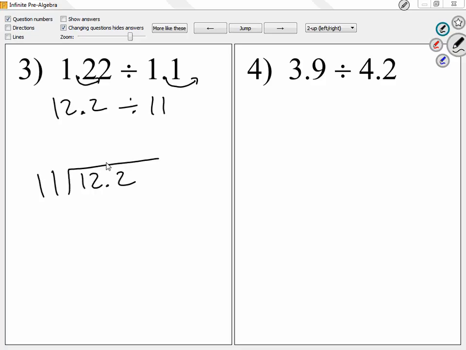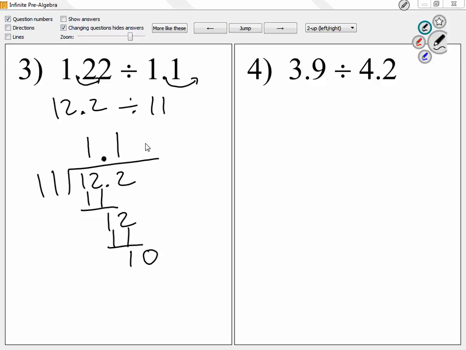All right, so let me go 11 into 12.2. I see my decimal point. Let me bring this up. So I'm thinking 11 into 12 is going to go in 1 time, because 11 times 1 is 11. When I subtract this is 1. Bring down the next number. 11 into 12 goes in 1 time, because 11 times 1 is 11. When I subtract this is 1. I have no more numbers to bring down, but I have infinite many zeros, so I can always bring a 0. 11 into 10 goes in 0 times. Do write down the 0, right? 11 is bigger than 10, so it does not go into it.